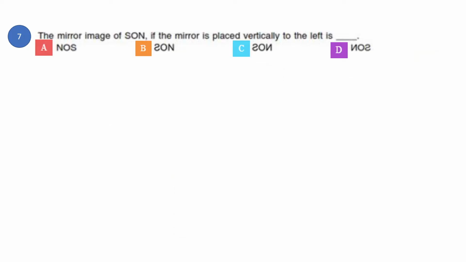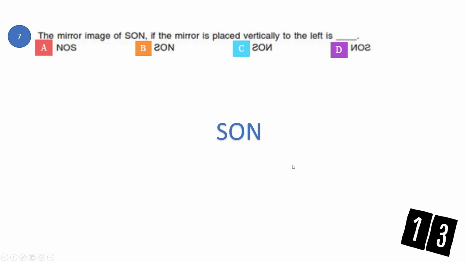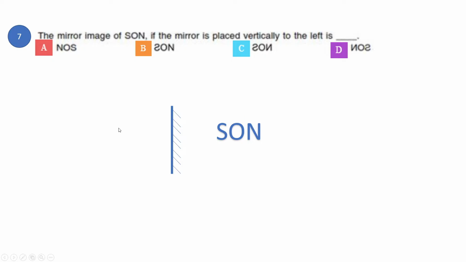The next question needs us to find the mirror image of sun. If the mirror is placed vertically to the left, so what would be the answer? Well, let's write the figure sun here, and we know that the mirror is placed vertically to the left. So when you want to invert it vertically on the other side, it will appear something like this, with S being the last letter and N being the first letter in inverted form. Hence your right answer is option D.